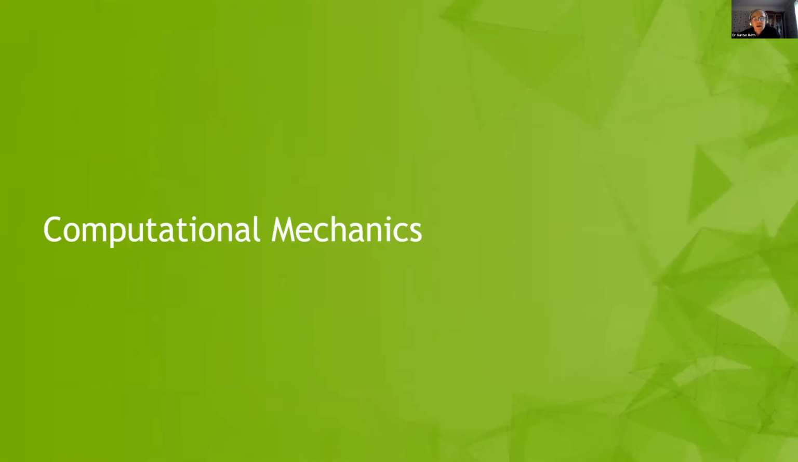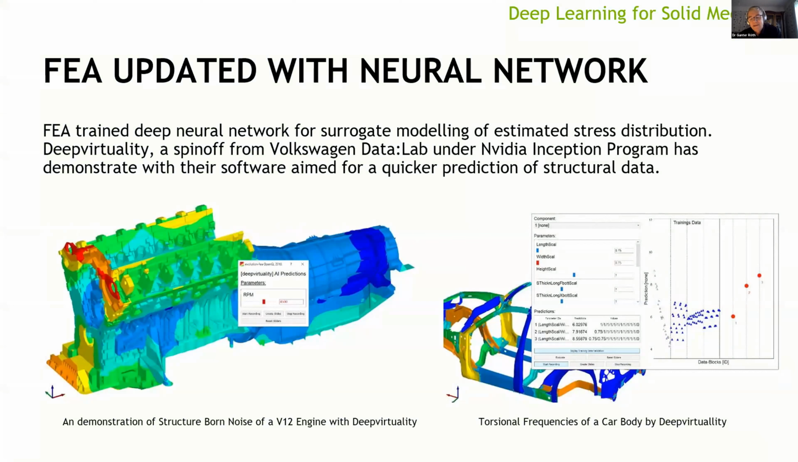And then we have two examples here from computational mechanics. The first one is the Volkswagen Data Lab with Deep Virtuality. Here they directly overlay the vibrational noise over this car body or motor structures. This is done in real time, and this of course enables the engineers to directly see visually what they get from the structure, and then they correct for the errors when they are seeing these things.